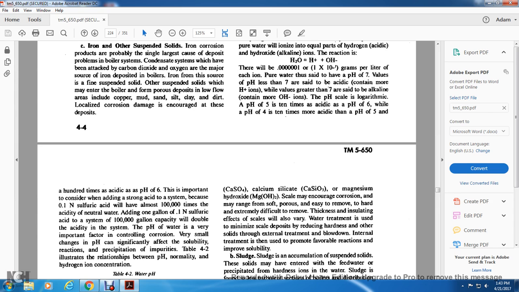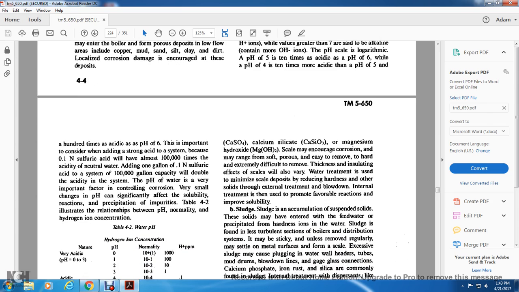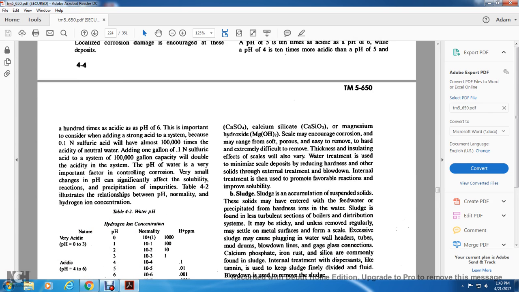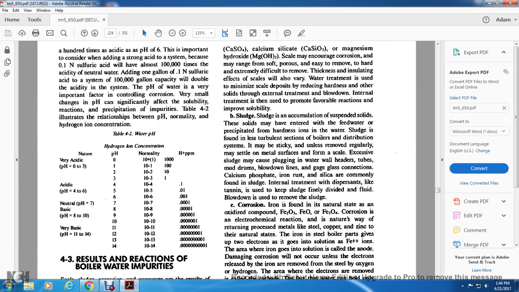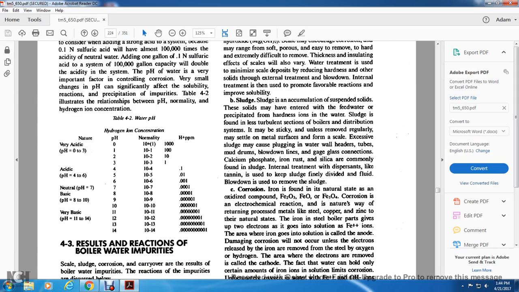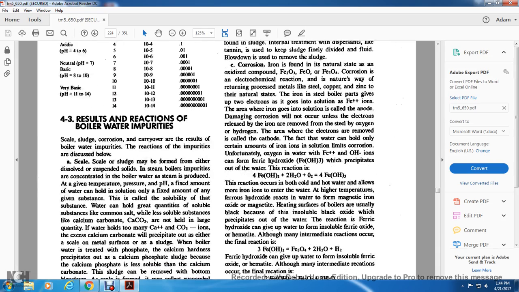The pH of water is a very important factor controlling corrosion. Very small changes in pH can significantly affect the solubility, reaction, and precipitation of impurities. Table 4.2 illustrates the relationship between pH and normality of the hydrogen concentration. Table 4.3 shows the reactions of boiler impurities: scale, sludge, corrosion, and carryover are the results of boiler water impurities. These reactions are discussed below.